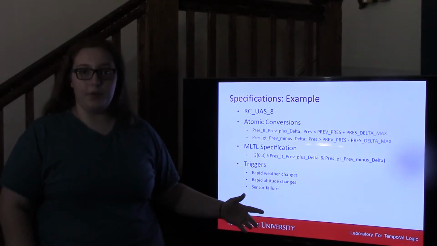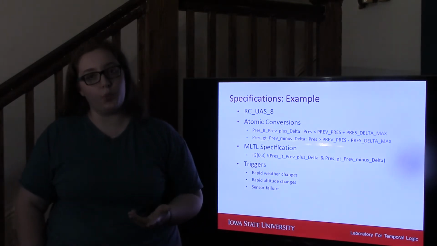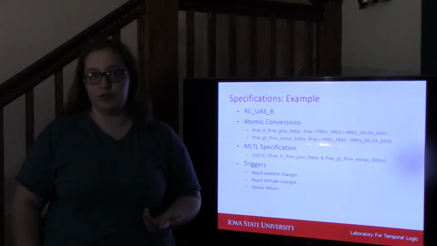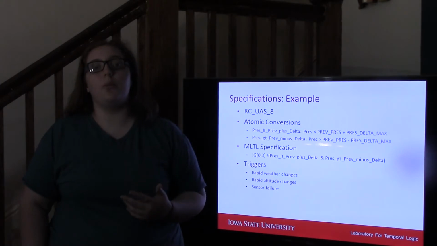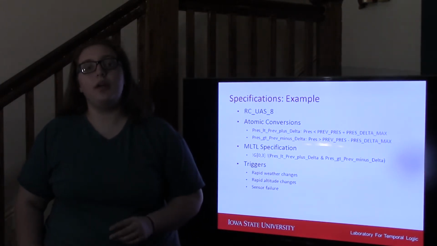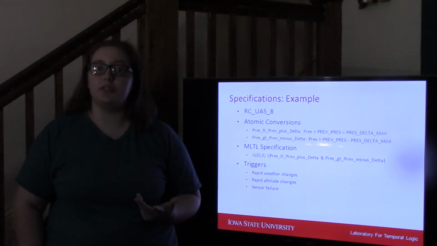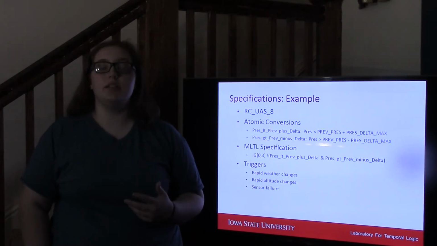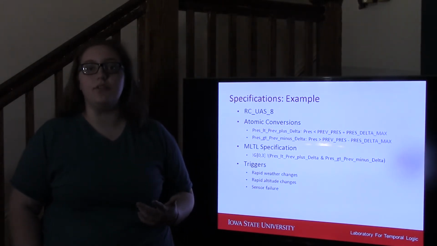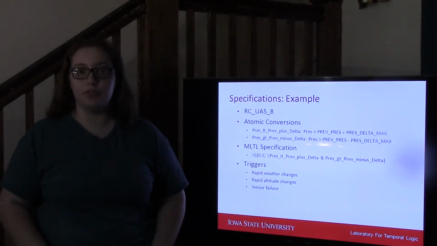The 3 most common ones would be rapid weather changes and rapid altitude changes, and then along with sensor failure. All 3 of these are very important for the system and can indicate severe safety hazards if this continuously registers as false.